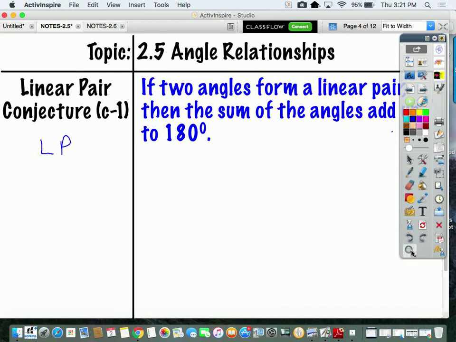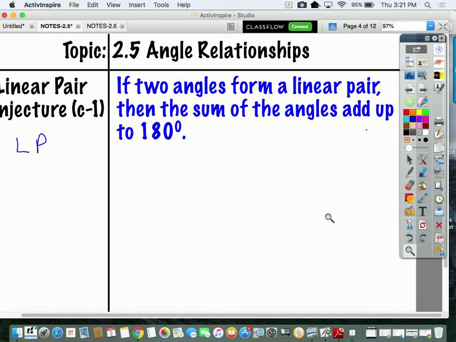And here's what it says. If two angles are formed by a linear pair, then the sum of the angles add up to 180 degrees. So here would be an example. If I drew a flat line and then I drew a ray that extended from that, and I labeled this 1 and 2, angles 1 and 2 would be a linear pair. So angle 1 and angle 2, those are a linear pair.